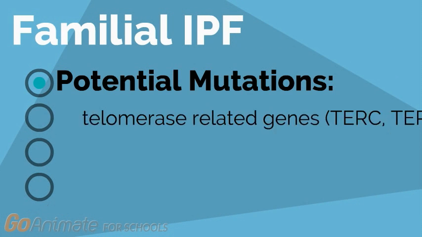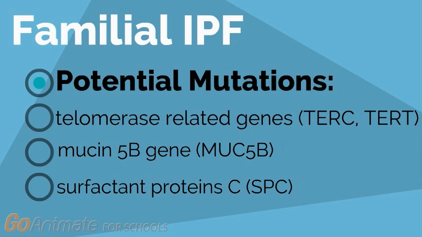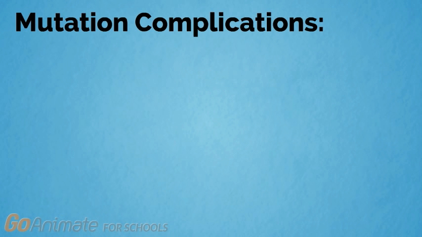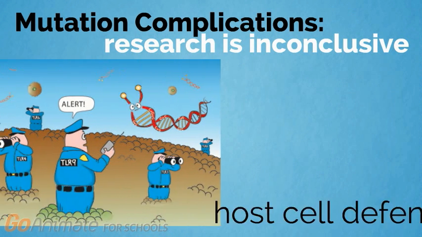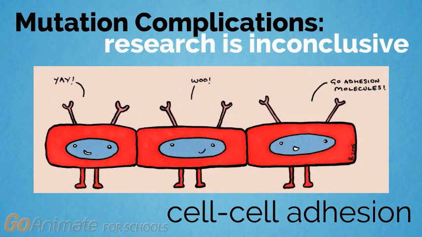Familial IPF is rare and found in less than 5% of all IPF patients. However, in some cases, mutations associated with familial IPF are commonly found in telomerase-related genes, the mucin5B gene, and surfactant protein C. Though research is still inconclusive, most mutations are thought to be associated with problems involving host defense, cell-cell adhesion, and DNA repair.